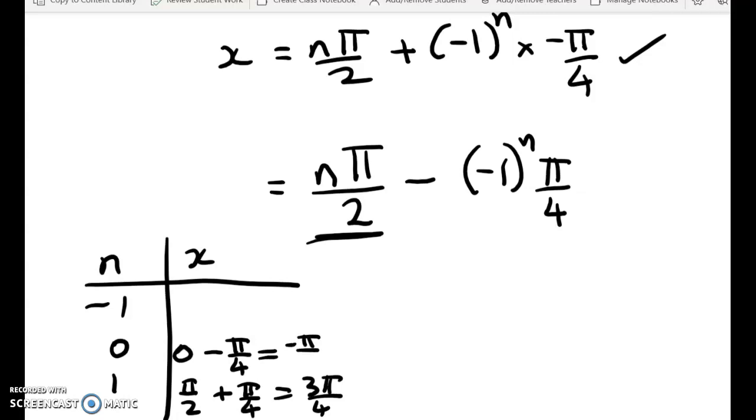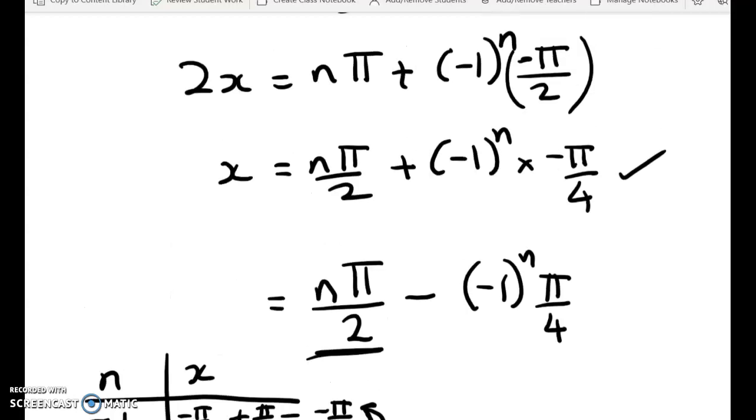This gives me negative pi on 4. For negative 1, we get negative pi on 2 minus a negative 1 to the power of negative 1. It's negative 1, so it's going to be plus pi on 4. So you can see that that is generating me the same value as that one. Now that will sometimes happen, it's quite cool when it does. It's just a thing not to be freaked out by. So that's doing it the first way.